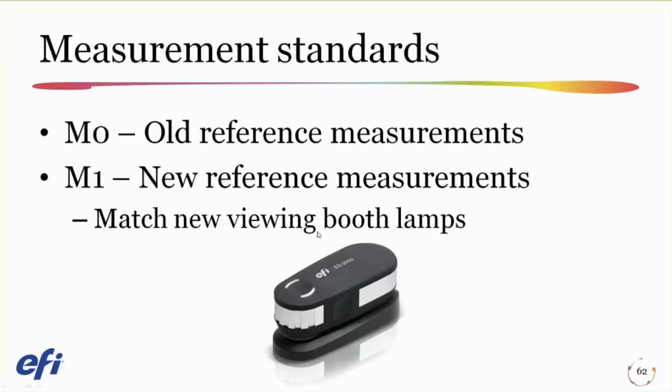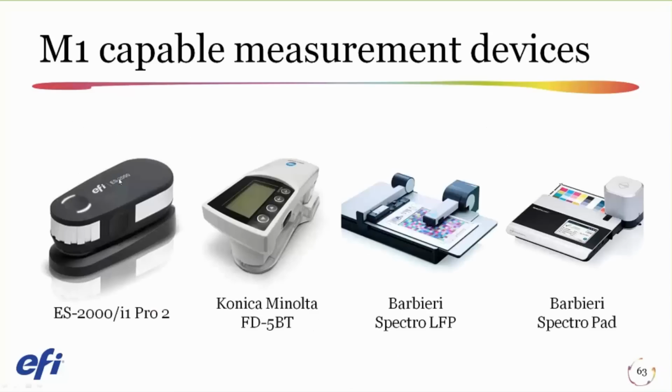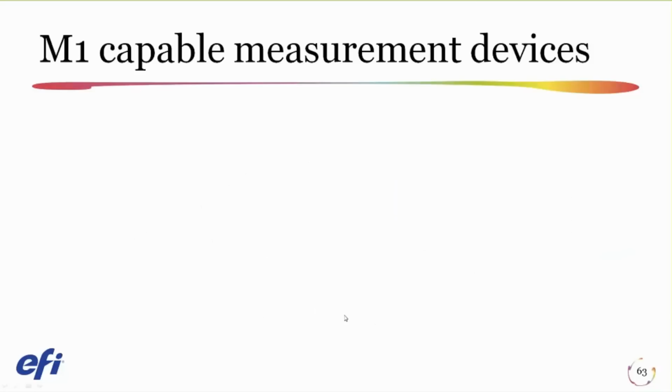Our viewing booth lamps are now M1, so they have a little UV in them, and when we measure with our measurement device, we measure that M1 component, that UV component. M1 capable measurement devices right now in the world are the ES2000, the i1 Pro 2, the Konica Minolta FD5BT, the Barbieri Spectro LFP, and the Barbieri Spectro Pad. Those are the four, to my knowledge, that will do M1 measurements.